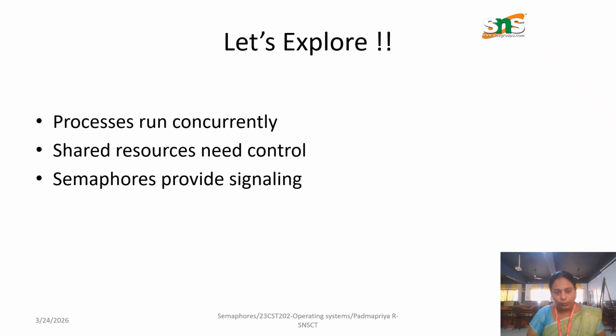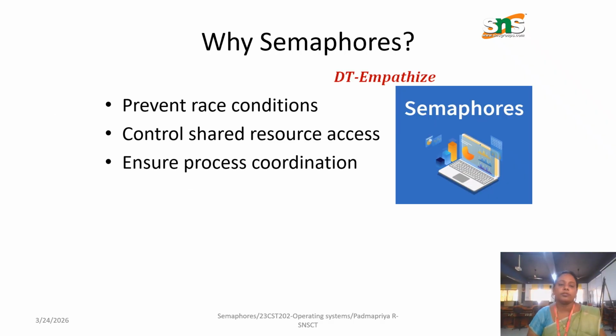Let's explore the fact that processes can run concurrently, shared resources need control, and semaphores provide signaling. These are the things we are going to explore in this session. Then, why semaphore? It prevents race conditions, controls shared resource access, and ensures process coordination.